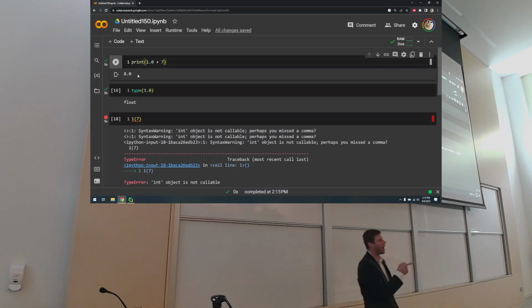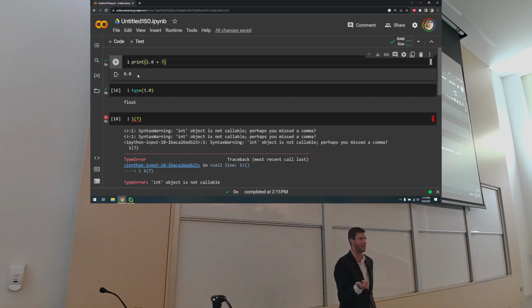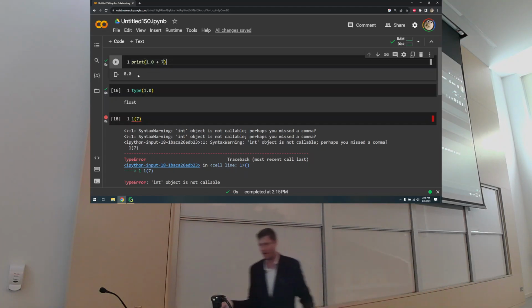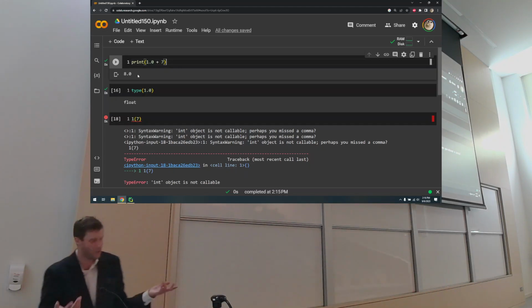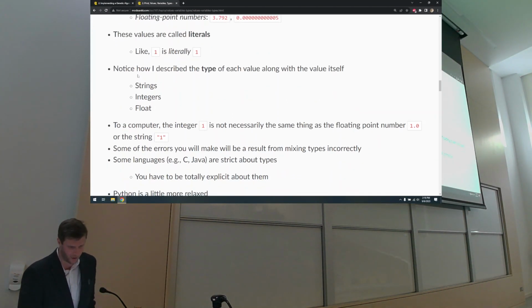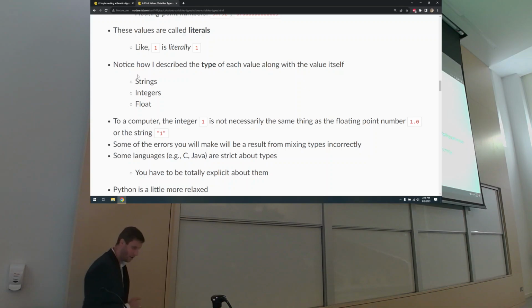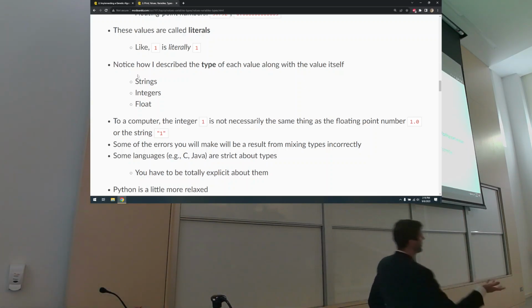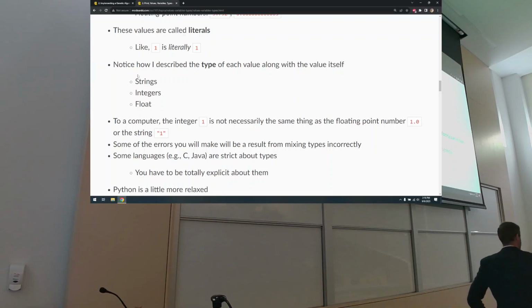But we saw that some types don't get added together too nicely. Like when you add an integer plus a string, Python goes, what the hell's that? Because it doesn't know what to do with that. It doesn't make sense. Neither do you. Yeah. So some errors you will make will be a result of mixing up types. You'll be using types incorrectly.